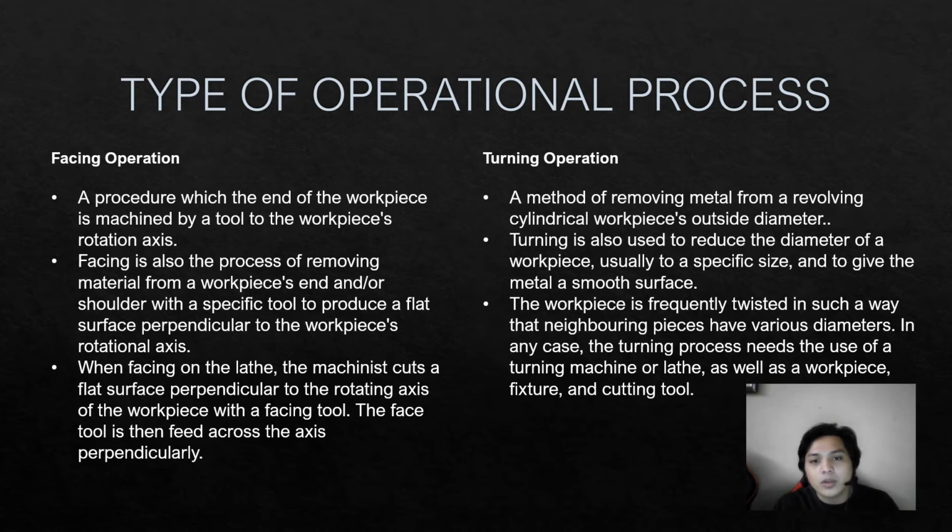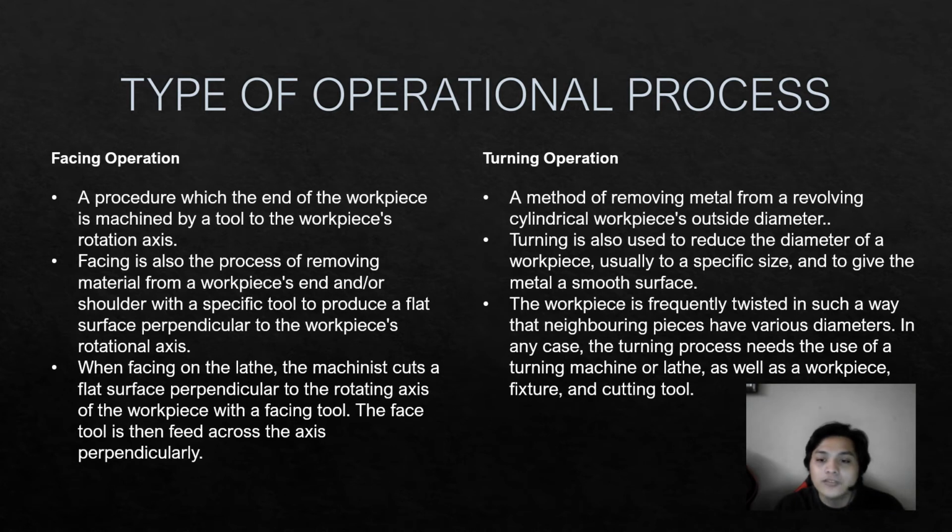So the next process I'll be explaining is the turning operation. Turning is a method of removing metal from the outside diameter of a revolving cylindrical workpiece. Turning is also used to reduce the diameter of a workpiece, usually to cut a specific size and to give the metal a smooth surface.